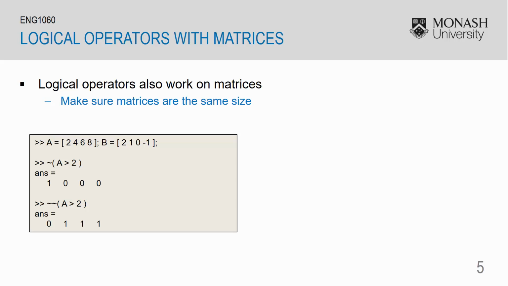We can check whether A is greater than 2 and then invert the results. So A is greater than 2 will give us the result of 0, 1, 1, 1. Inverting this with the tilde will change the true to false and false to true, giving us 1, 0, 0, 0. If we invert this again with the double tilde symbols, then we will recover the original result 0, 1, 1, 1.